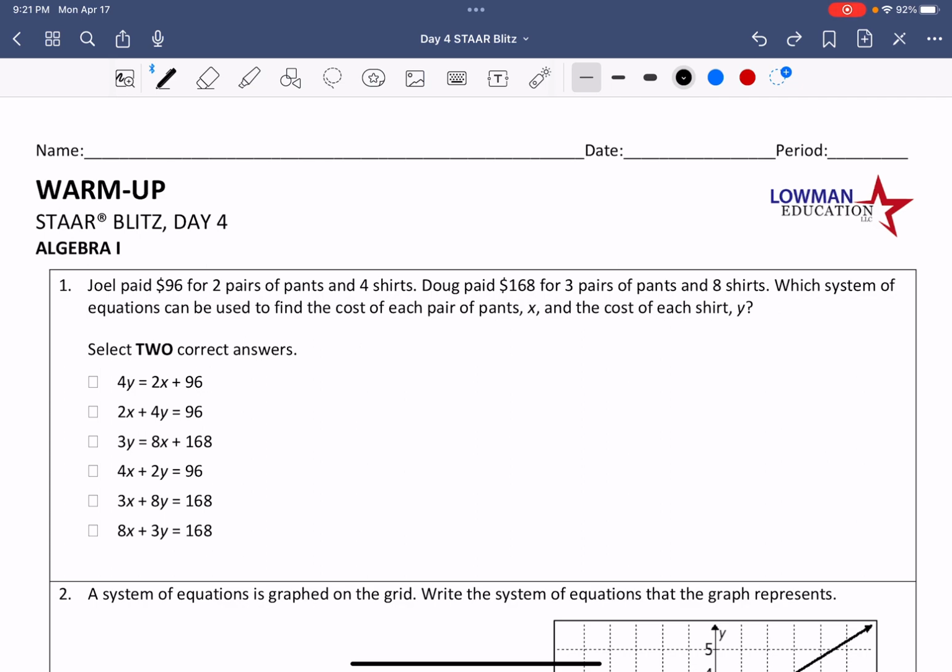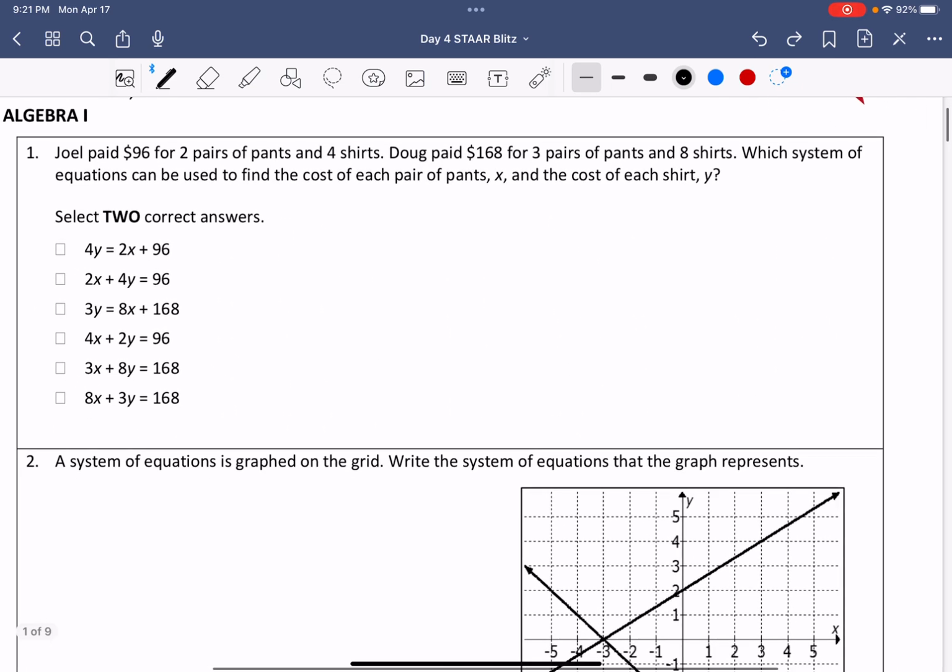All right, so warm up on number 1. It says Joel paid $96 for 2 pairs of pants and 4 shirts. Doug paid $168 for 3 pairs of pants and 8 shirts. Which system of equations can be used to find the cost of each pair of pants and cost of each shirt? So what it's asking for is what your equations are.